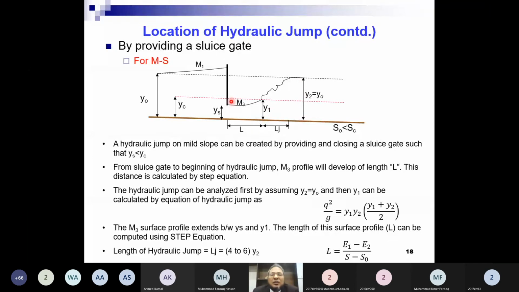We also know the opening of the sluice gate. Now, can't we easily find this capital L distance by using the step equation? So now write: computing length of M3 profile using step equation. For a step equation, first of all, you will write ys on this side. ys is equal to 1.5 feet. And then compute vs, that is q over ys.